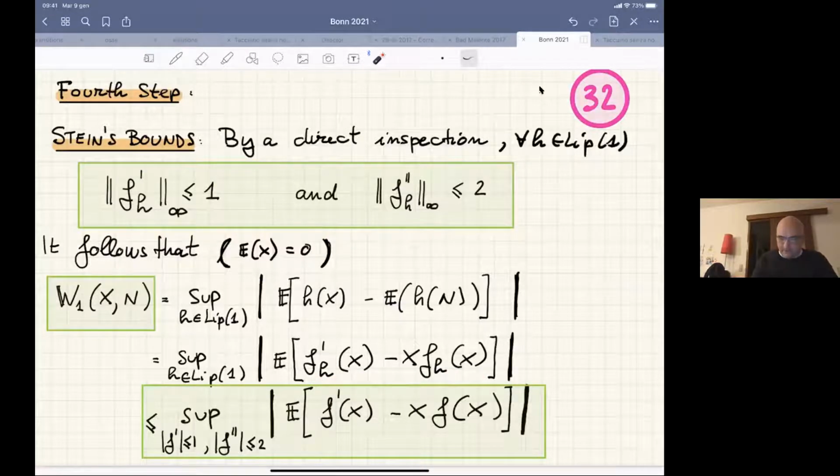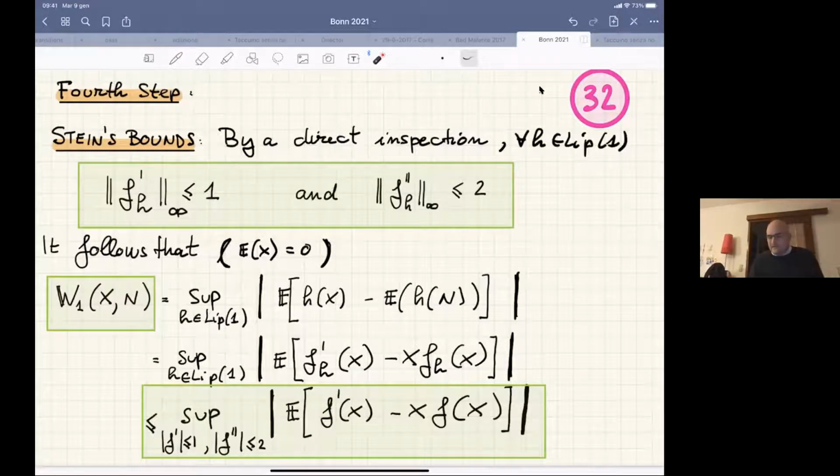And now, final point, I can use the regularity that I just stated of each canonical solution of the Stein equation, in particular that the sup norm of f prime is less than 1 and the sup norm of f second is less than 2, to say that this supremum can be bounded by the supremum over all functions such that f prime is bounded by 1 and f second is bounded by 2 of the absolute value of the expectation of f prime of x minus x f of x. Okay, and this is Stein's bound. This is the Stein bound in dimension 1 associated with the one Wasserstein distance.